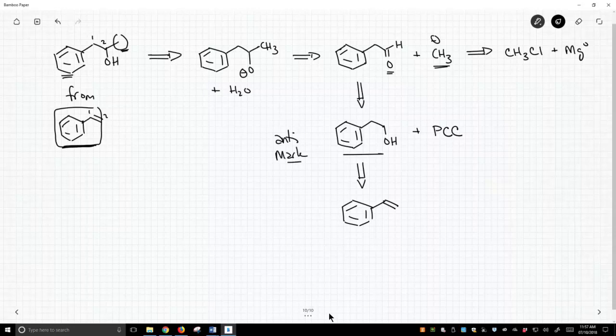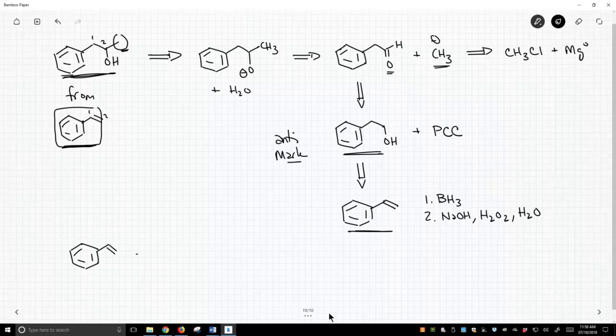How do we get the anti-Markovnikov alcohol from an alkene? Well, we treat it with a combination of first BH3 and then sodium hydroxide, hydrogen peroxide, and water. And that will get us to our alcohol. So here we've completely dissected this molecule from the complexity of the product back to our required starting material. And we can string these together.